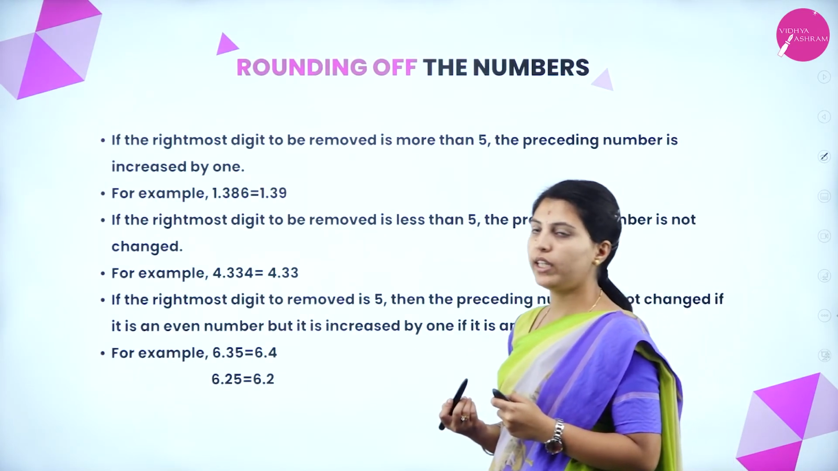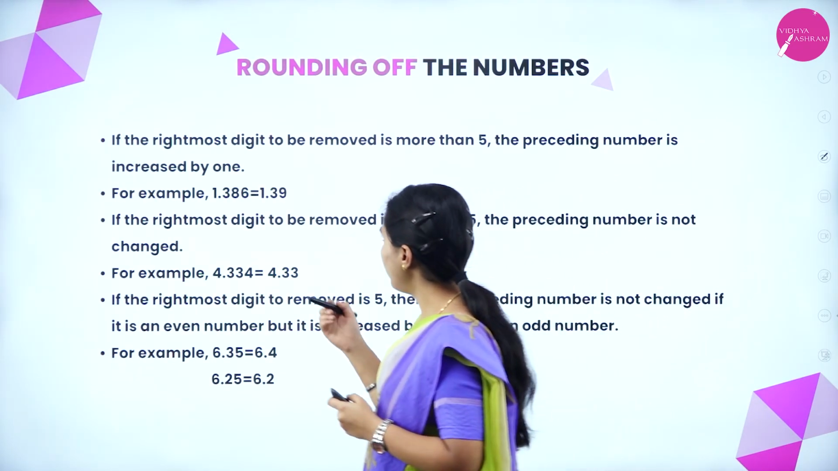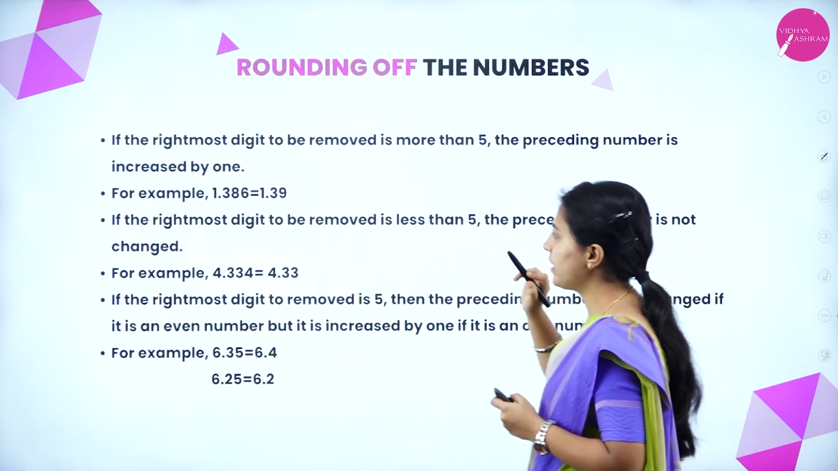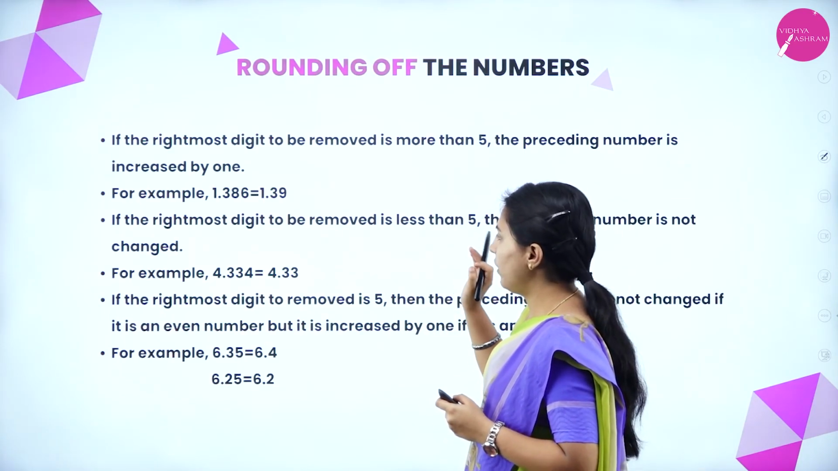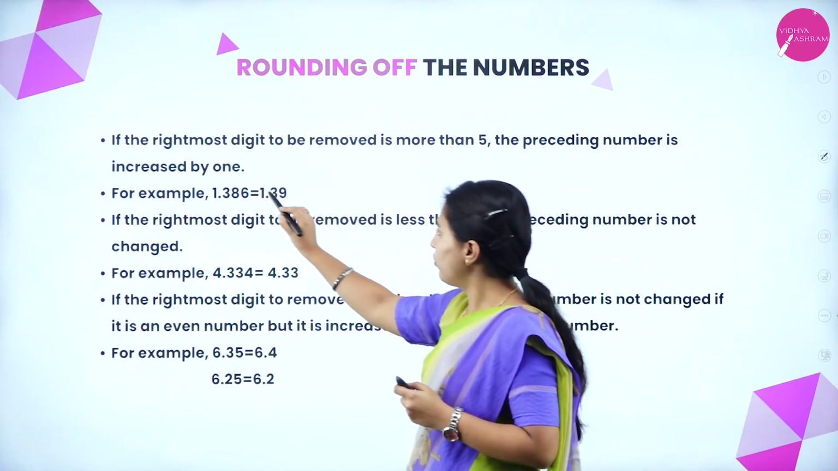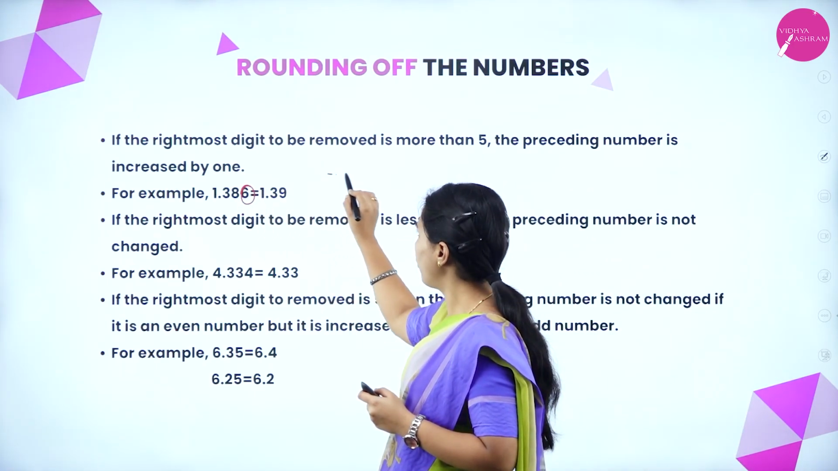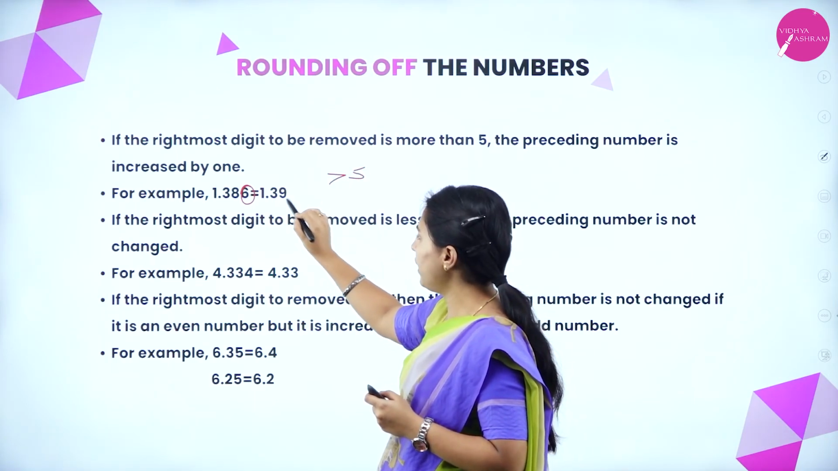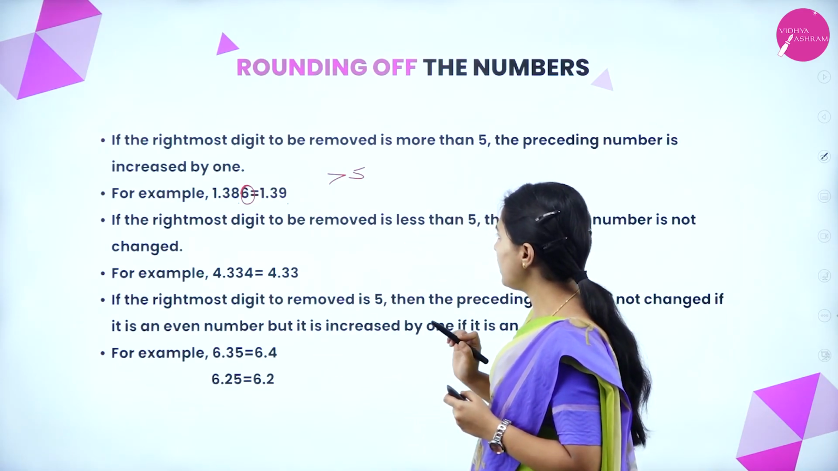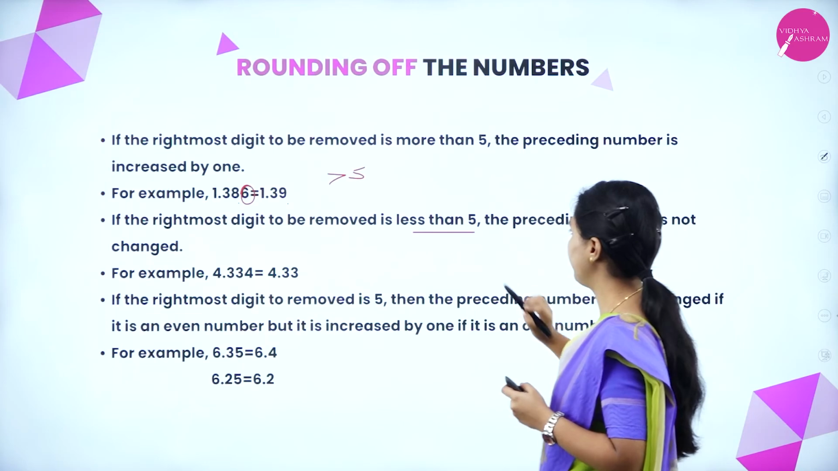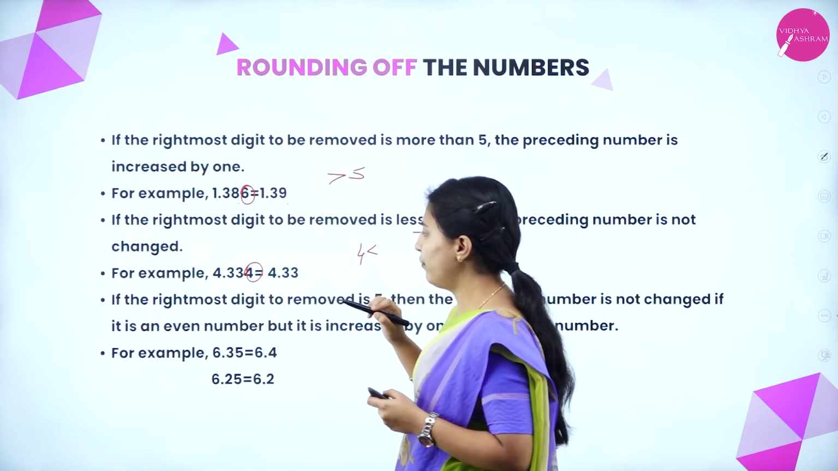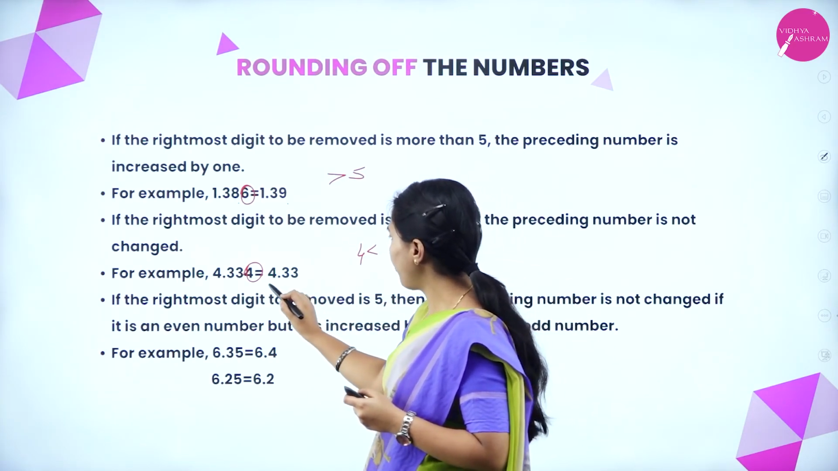Next, how to do the rounding of numbers. If the rightmost digit to be removed is more than 5, the preceding number is increased by 1. Okay. What are the rules? If the rightmost digit we are removing is more than 5, then the preceding digit increases by 1. 8 becomes 8 plus 1, 9. If the rightmost digit removed is less than 5, then the preceding number is not changed. See here, this 4 is less than 5, so it will not change, 4.33 as such.